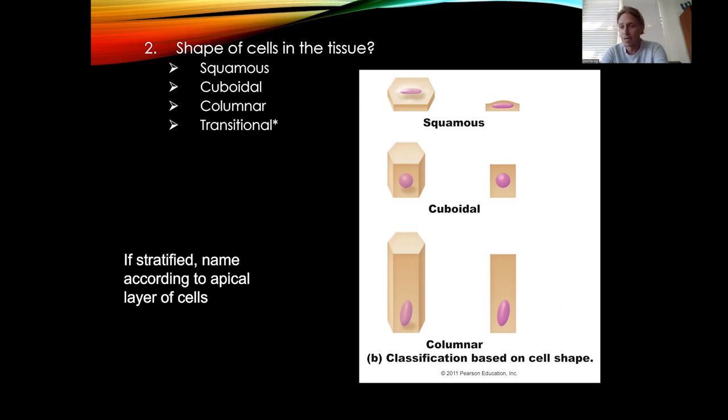Now, there is a special case for this one too. There seems to always be a special case in biology. Here, the special case is called transitional. And transitional is a shape that will change depending on what's going on with the organ, whether the organ is full or empty. We only see these in very specific parts of the body. It's in the urinary system and actually only really found in the ureters and bladder. So we'll talk about that when we get there because that is a special case.